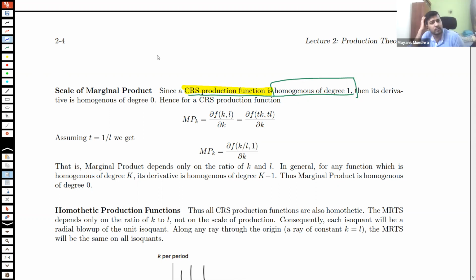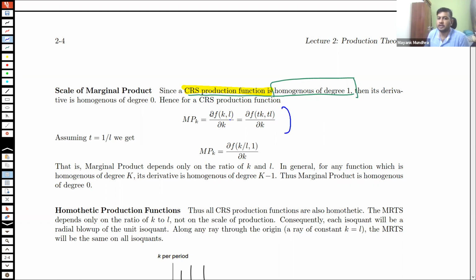This part is not important for your exam, but it is important to know as an economist what is the beauty of this CRS production function, which makes it so endearing. If you look at the marginal productivity of capital for a CRS production function, it is going to be del F by del K for some K and L. And this is going to be the same as del F by del K at tK, tL.